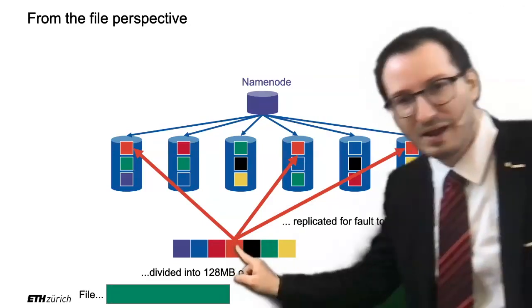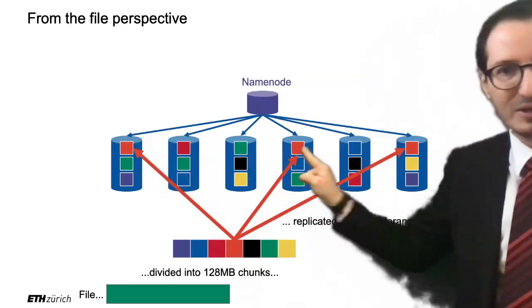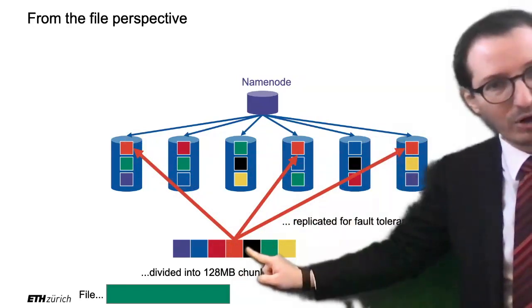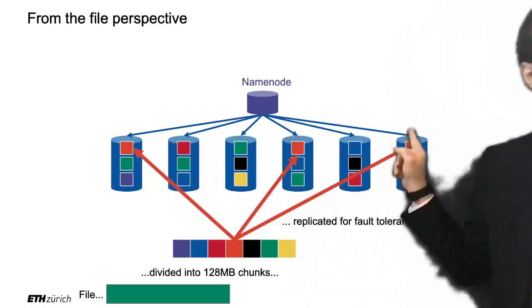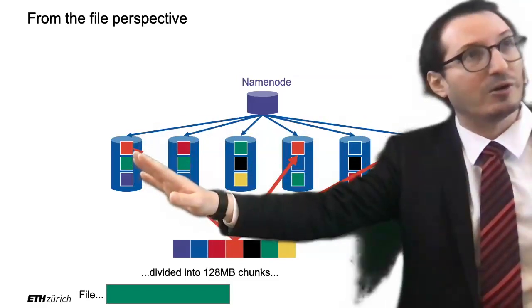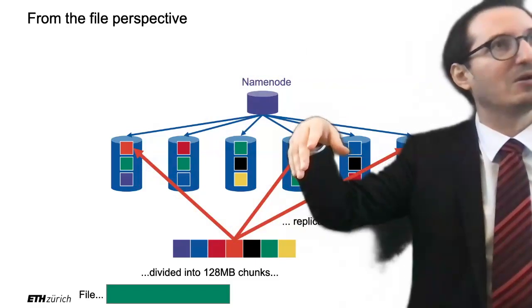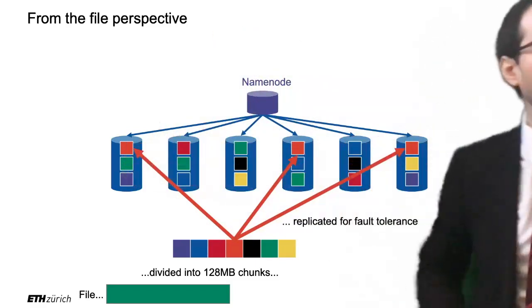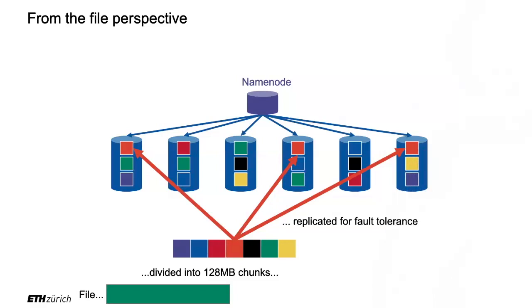This orange block. There is a copy here, there is a copy here, and there is a copy here. These are called replicas. This is a block that has 1, 2, 3 replicas. The replicas have no particular order. There is no such thing as one replica that is more important than the others. These are just 3 replicas, okay, of the same block.